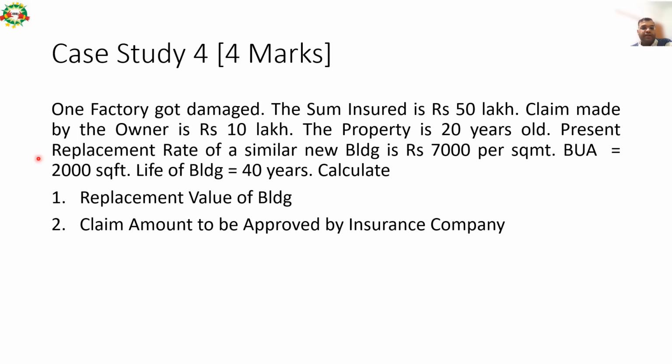Another case study: when a factory got damaged, the sum insured is 50 lakh rupees. Claim made by the owner is 10 lakh rupees. The property is 20 years old. Present replacement rate of a similar new building is 7,000 rupees per square meter. Built up area is equal to 2,000 square feet. Life of building is 40 years. Calculate the replacement value of the building and the claim amount to be approved by the insurance company.